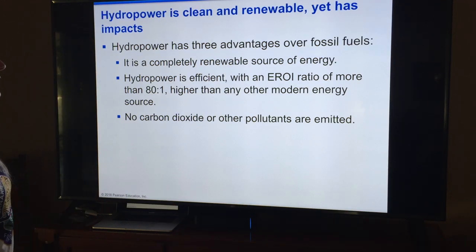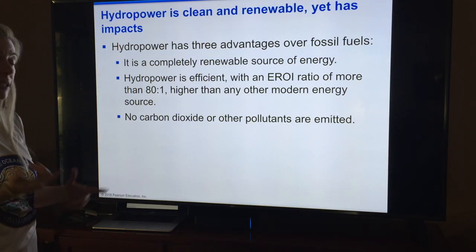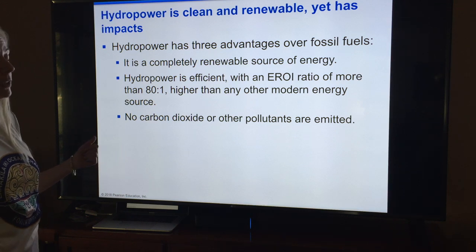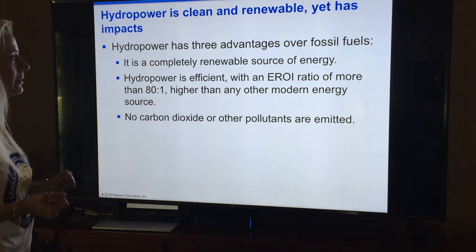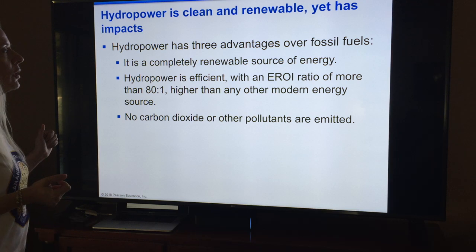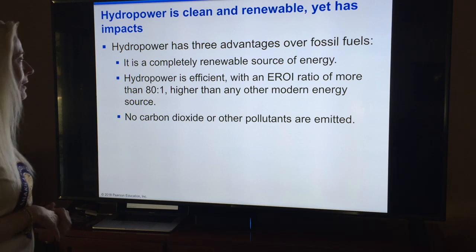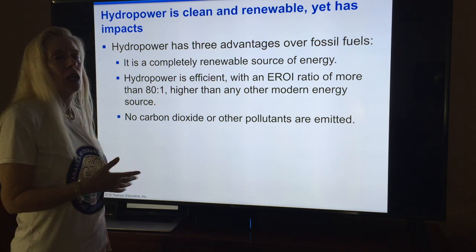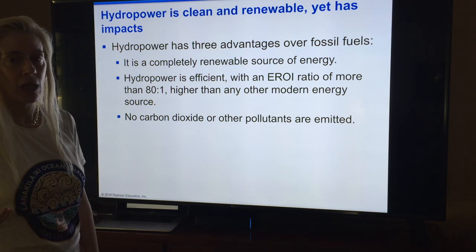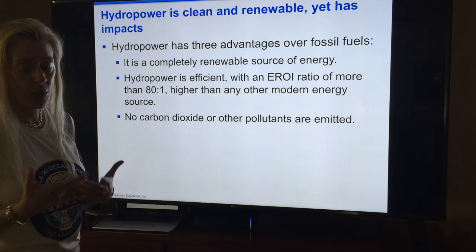So it has three advantages over fossil fuel. It's completely renewable, because, water. It's efficient. It's got an EROI ratio of more than 80 to 1, higher than any other modern energy. No carbon dioxide or other pollutants are emitted. The only time when they start talking about the carbon involved is the building of it.